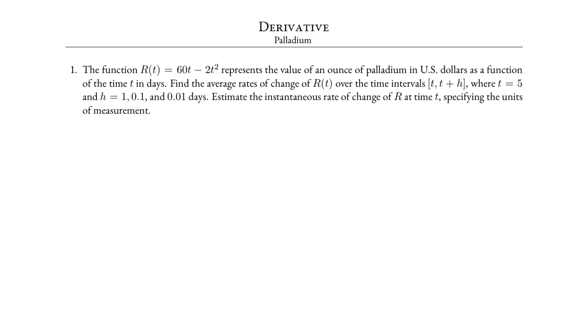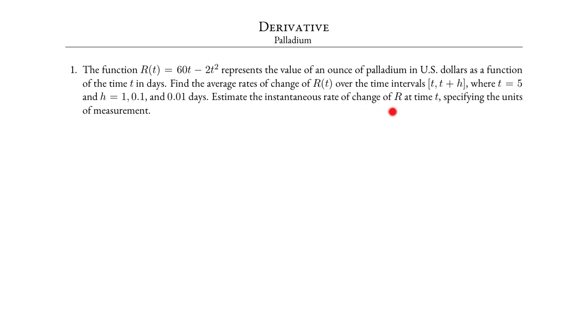The function r of t equals 60t minus 2t squared represents the value of an ounce of palladium in United States dollars as a function of the time t in days. Find the average rate of change of r of t over the time interval t, t plus h, where t equals 5 and h equals 1, 0.1, 0.01 days.